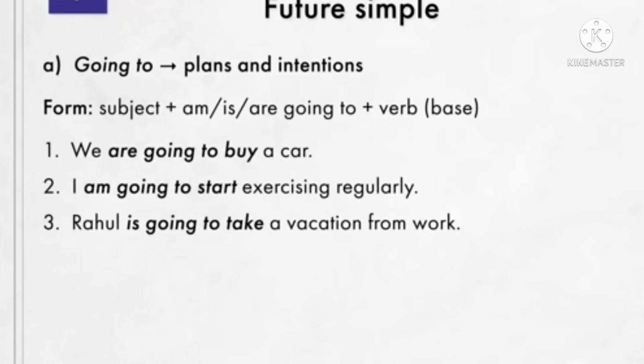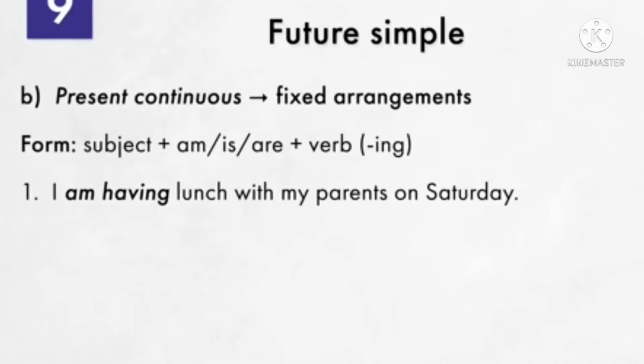Now, if it is more than a plan, if we have made the arrangements, then we use present continuous. So, present continuous is used for fixed arrangements. We can make it with subject plus am, is, or are plus verb ing. So, I am having lunch with my parents on Saturday. We have agreed on the time and place. It is fixed.